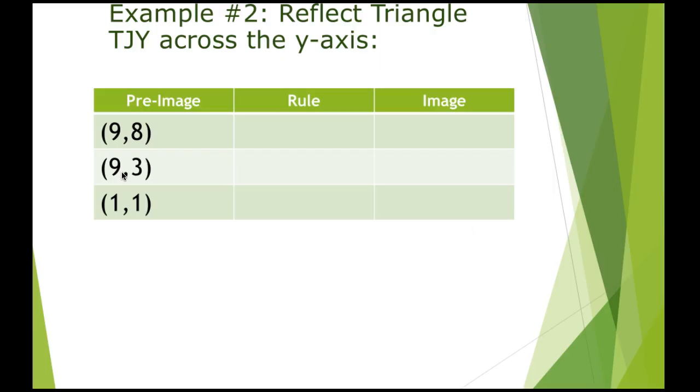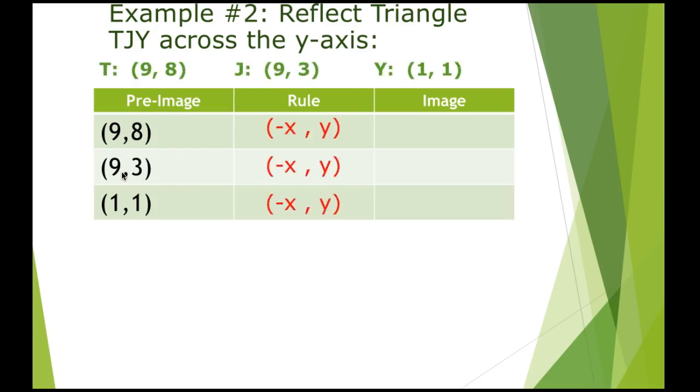All right, so this says reflect this triangle across the y-axis. What's the rule for the y-axis? Remember, if we're reflecting across the y-axis, y is going to remain the same, and we're going to do the opposite for x. So, there's our rule. I didn't mean to show y'all that one, but it's there now.